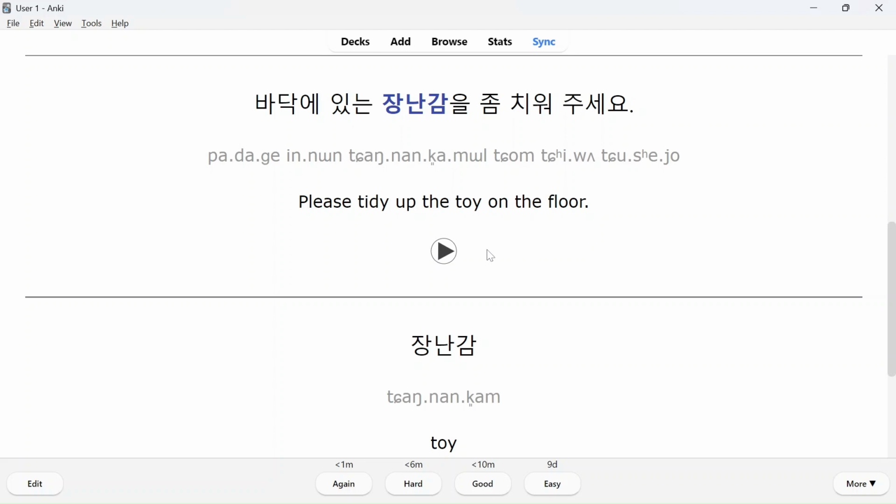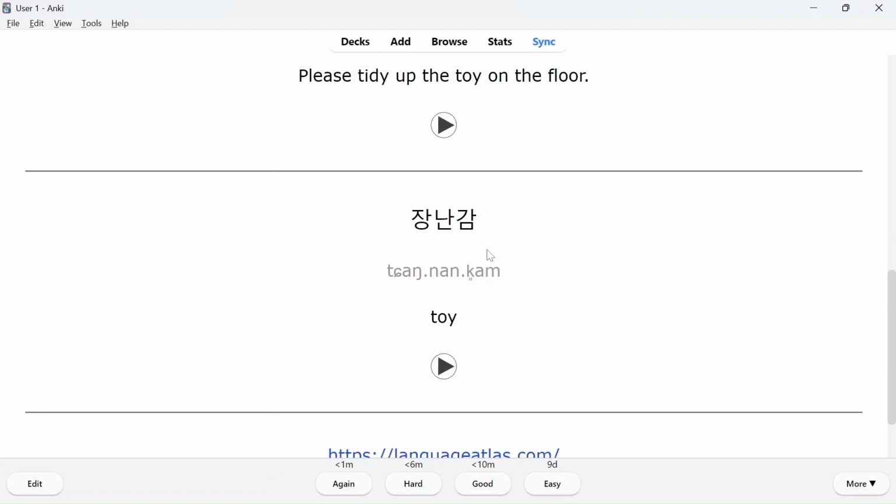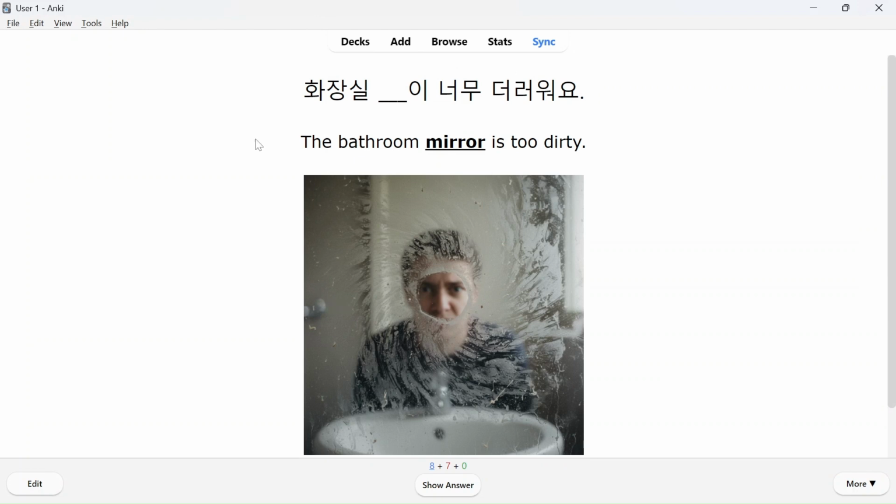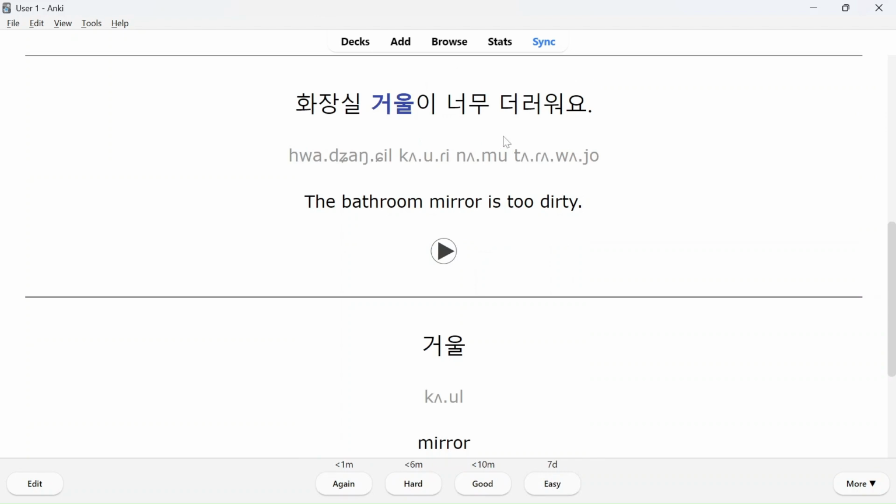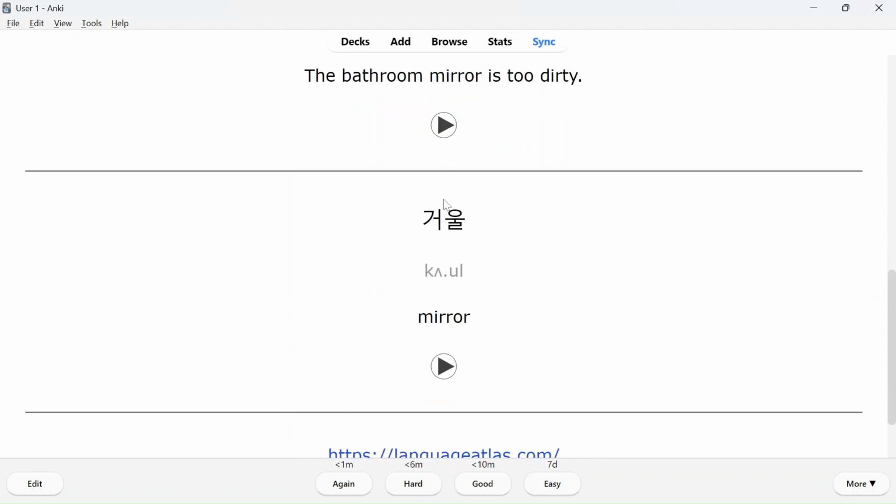바닥에 있는 장난감을 좀 치워주세요. And we have the word area: Korean word, Korean IPA notation, English translation, audio. 장난감. And some cards may have hanja as well. Let's do the very, very last one. The bathroom mirror is too dirty. 화장실 거울이 너무 더러워요. 거울.